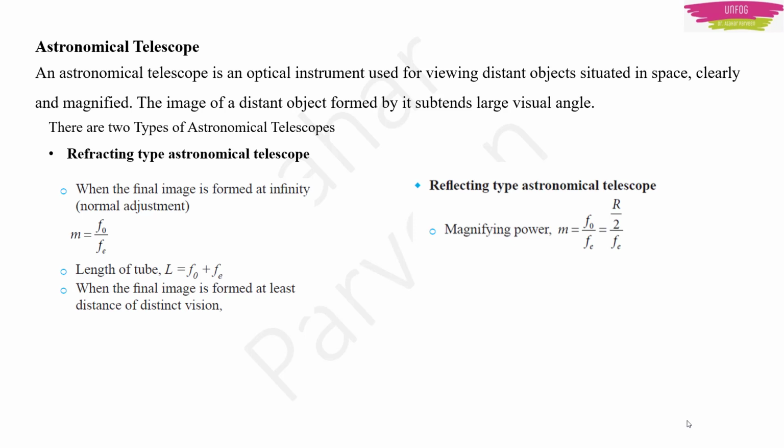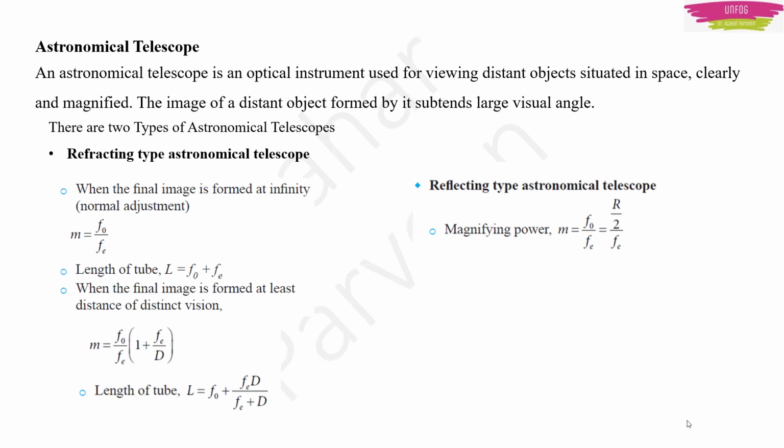There are two types of astronomical telescope. One is the refracting type astronomical telescope. The other one is the reflecting type astronomical telescope. The magnifying power for both these telescopes is F0 by Fe. But here again, when the final image is formed at infinity in a refracting type, you will have M equal to F0 upon Fe. Again, if the length of the tube is equal to F0 plus Fe, M will become F0 by Fe into 1 plus Fe by capital D. Okay, this you should know.